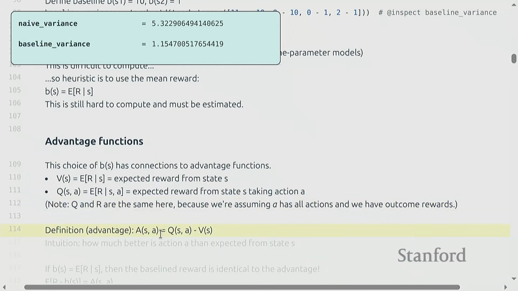And the advantage function is just defined as the difference between the reward I would get if I took action A and if I average over possible actions A. In particular, it's measuring how much better is action A than the expected value that I get from S. What is the advantage of taking A as opposed to just going along with a baseline? Baseline is ambiguous. We're going with a policy.